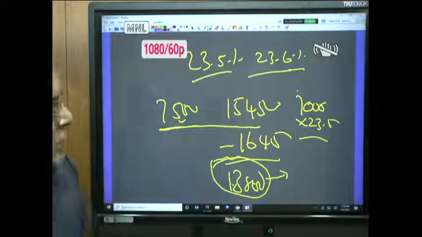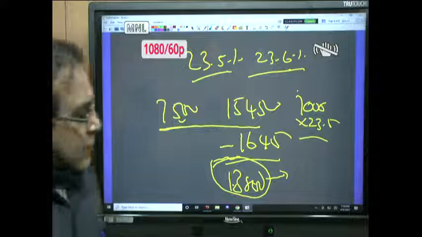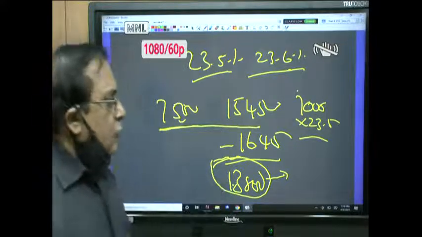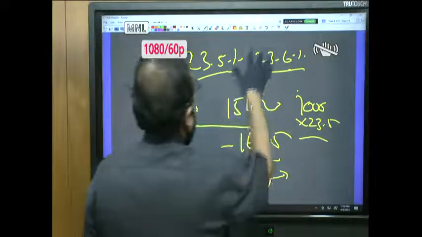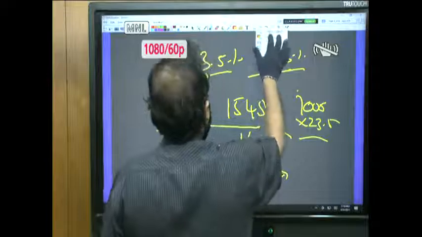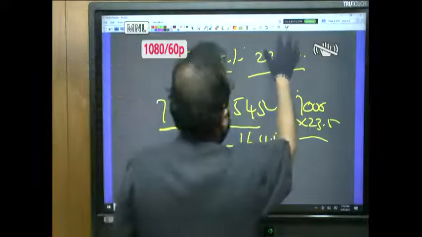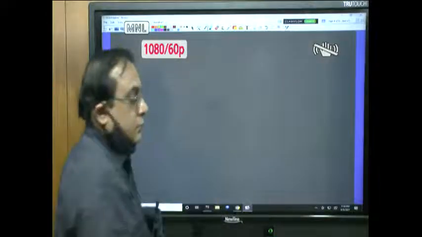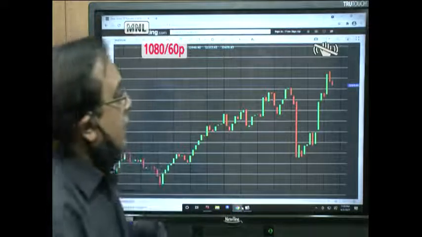So we should be looking towards a below 14,000 level as a good level to go for investment, and a potential fall to 13,800 is a possibility. So this is as far as Nifty is concerned. So we look at the Bank Nifty, where Bank Nifty is right now. So this is the Bank Nifty chart.